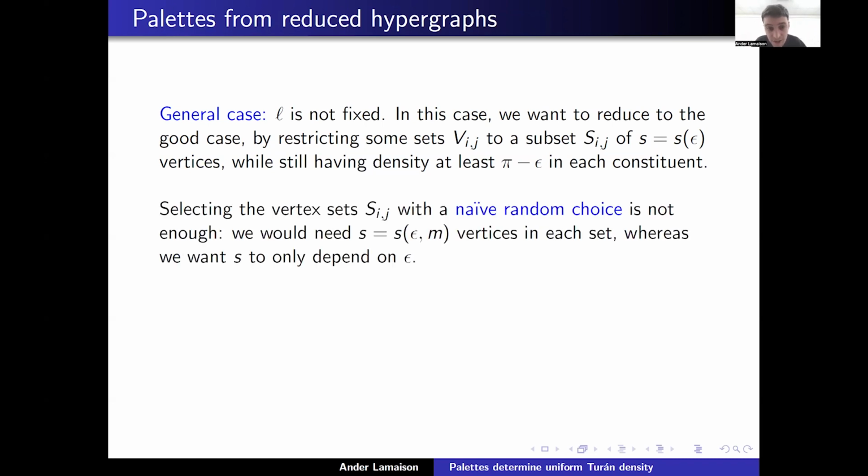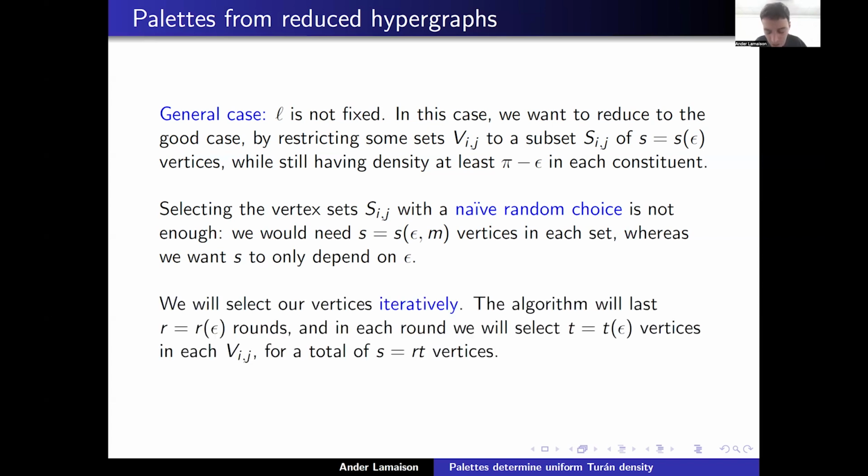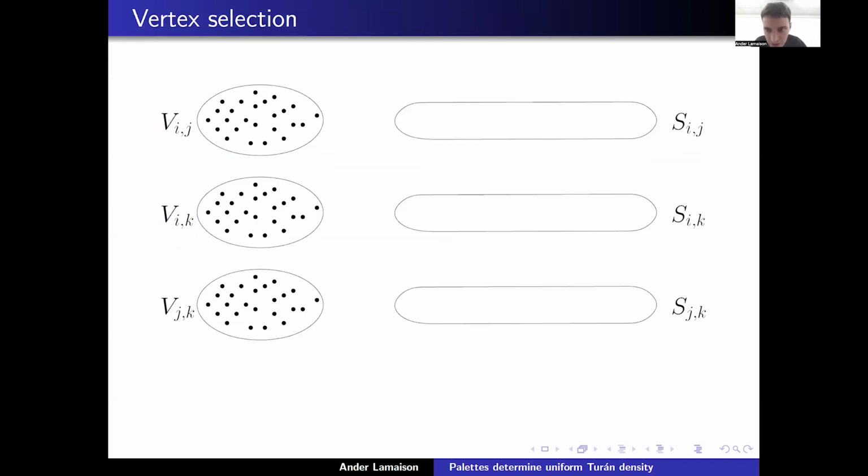Unfortunately, such a vertex selection cannot be done just randomly. Naive random choice does not work. The Lovász local lemma is just outside of reach. So we need to be a bit more clever with how we do the vertex selection. And the key is to go at it in rounds. So let me show a picture of how the algorithm works.